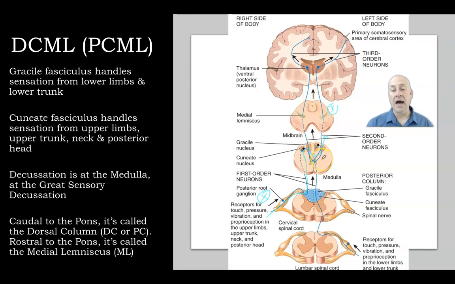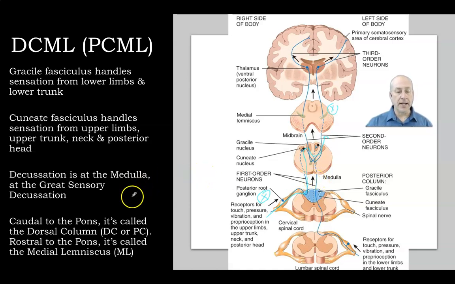But remember, after the decussation, don't look for a dorsal column. Look for its other name after the decussation, the medial lemniscus. Dorsal column before the decussation, medial lemniscus after the decussation. And a lemniscus is a ribbon. So that's pretty easy to keep track of.